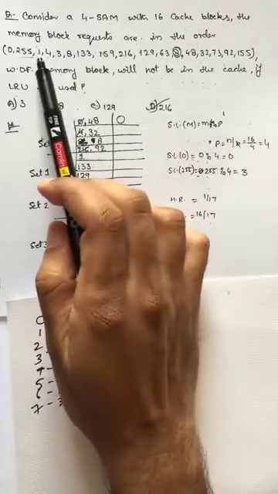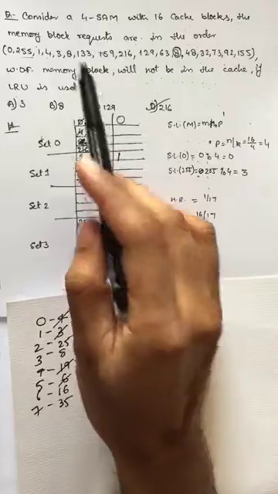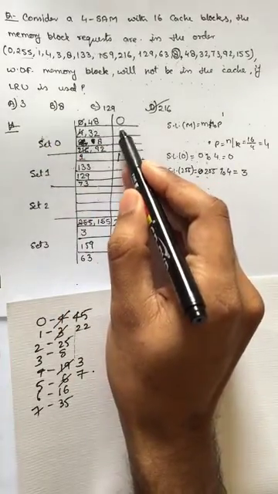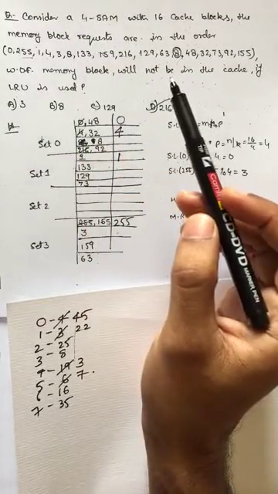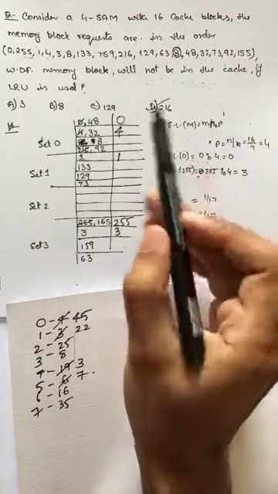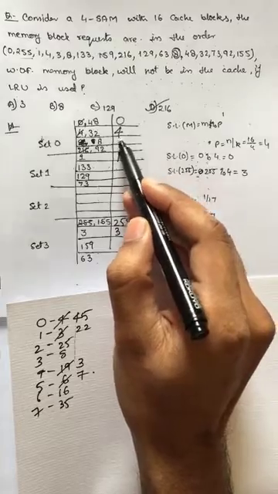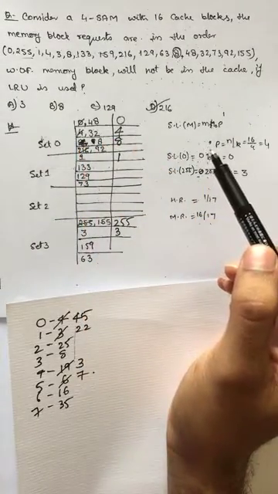And now 1 is going to lie in set number 1. So since it is empty, I'm going to put it there. And 4 is going to set number 0, and the second line is empty here, so I'm going to put 4 there. And 3 is going to set number 3, and the second line is empty, I'm going to put it there. And then 8 is going to set number 0, so I'm going to put it here. And then 133 is going to set number 1.